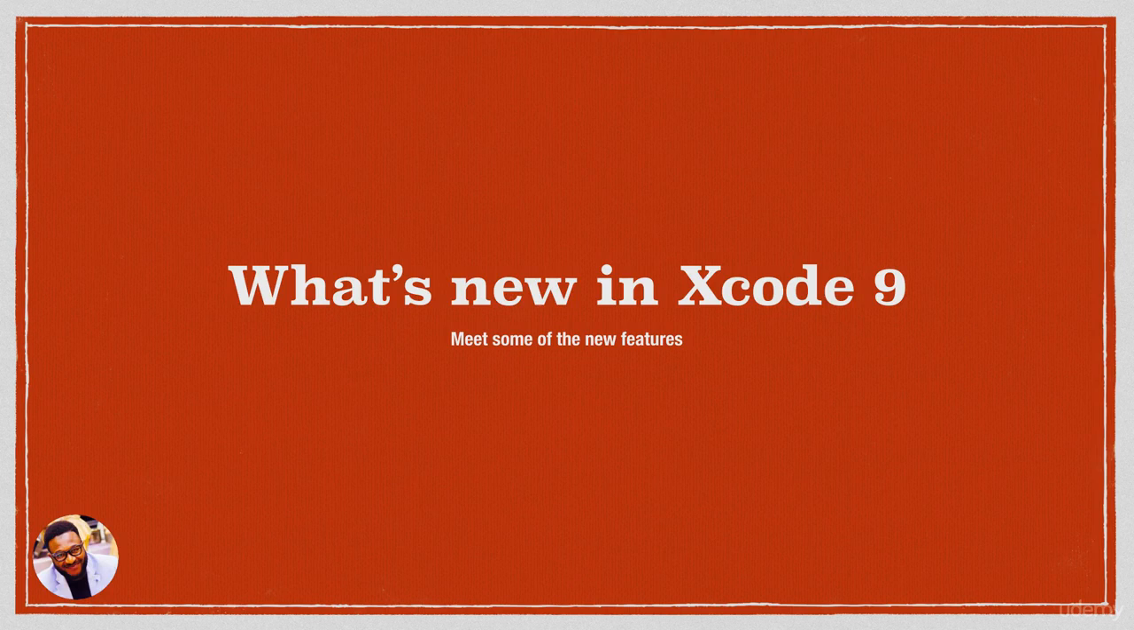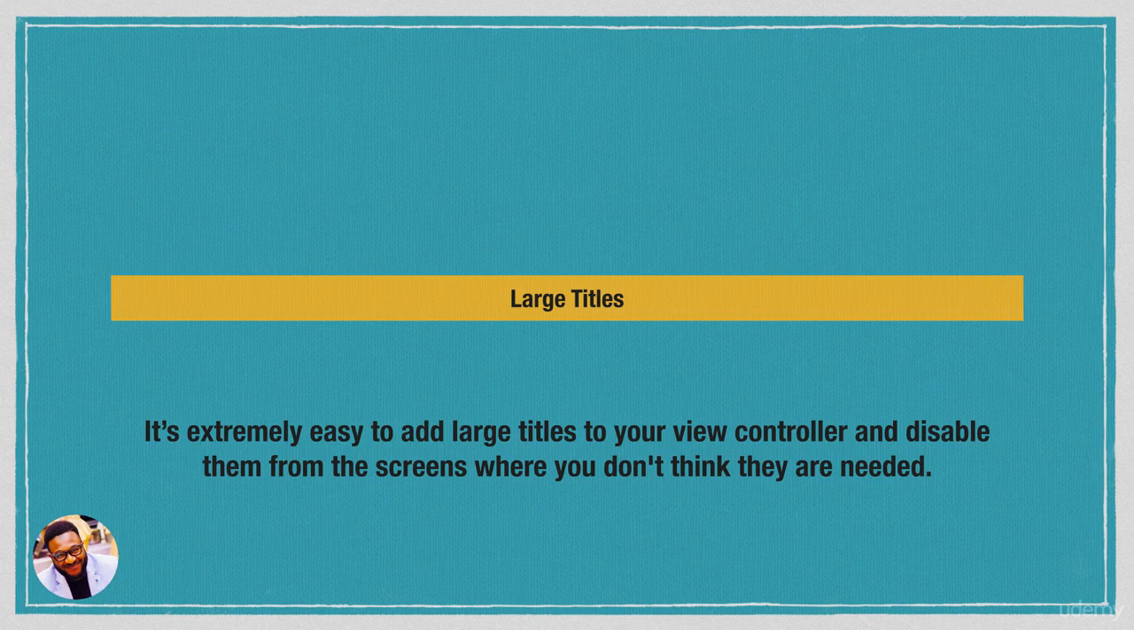In this lesson, we're going to be looking at what is new in Xcode 9. There are some new features that Apple added to the new Xcode version, and we're going to be looking at some of them. The first one is the large title. It is now very easy to add large titles to your view controller, and you can disable them from any screen where you don't think that large titles are needed.